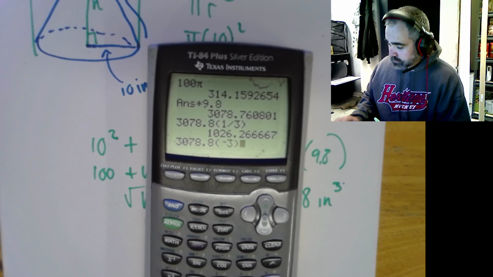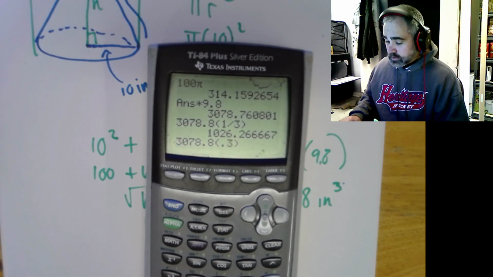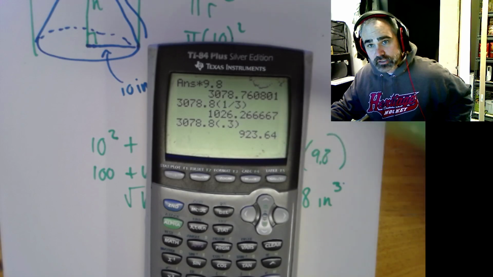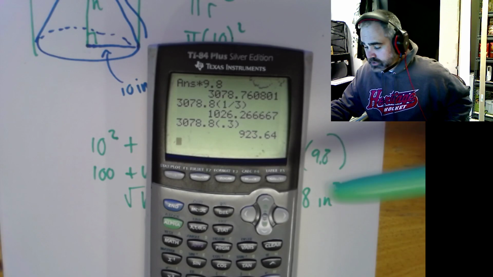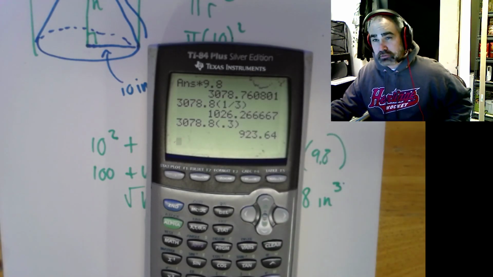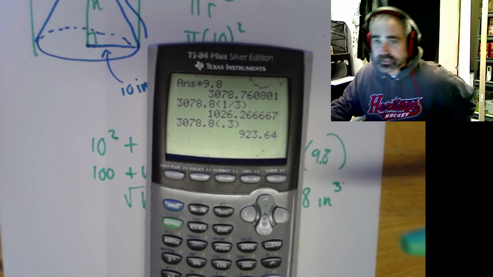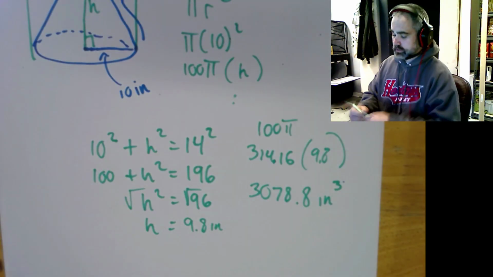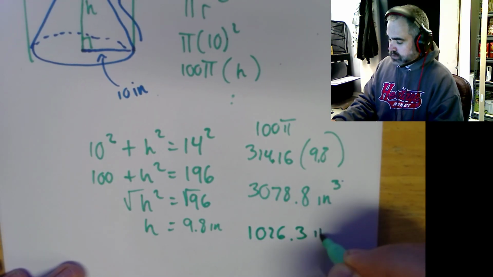Take a look at how different these are. Oops. So if I type in 0.3 here instead of 1/3, look at how different the answer is. I'm off by over 100 by not multiplying by 1/3. Okay, so when you're typing in your calculator, 0.3 is not equal to 1/3. It's 0.3 repeating for all infinity, and your calculator doesn't have that many decimal places. So instead, do in parentheses 1/3. Okay, so the correct answer is 1026.3 cubic inches.